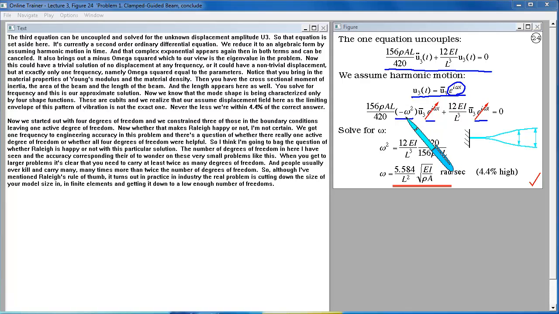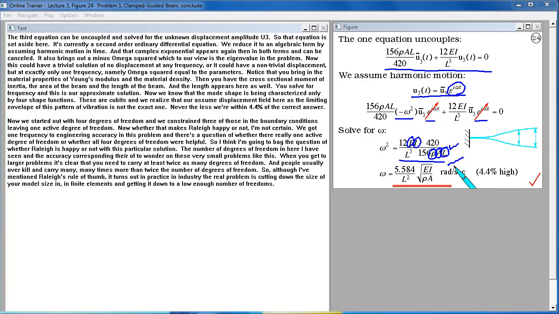Now this could have a trivial solution of no displacement at any frequency, or it could have a non-trivial displacement but at exactly only one frequency, namely omega squared equal to this set of parameters. Notice that you bring in the material properties of Young's modulus and material density. Then you have the cross-sectional moment of inertia, the area of the beam, and the length of the beam. And the length appears here as well. You solve for frequency, and this is our approximate solution.